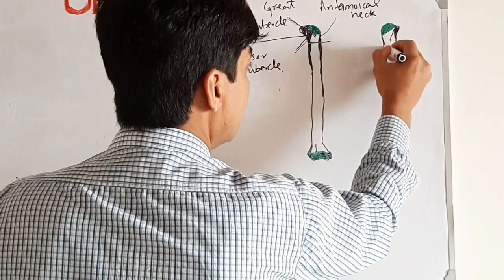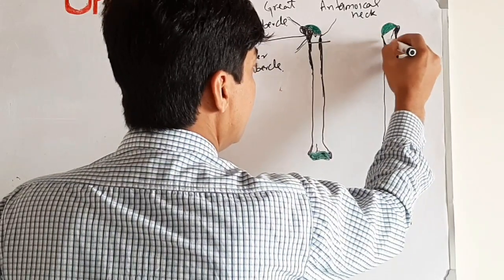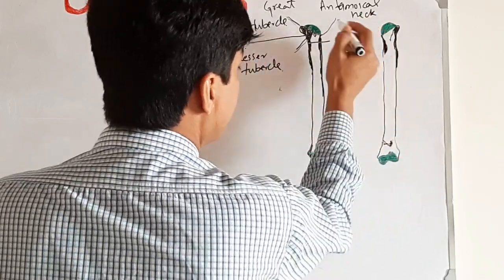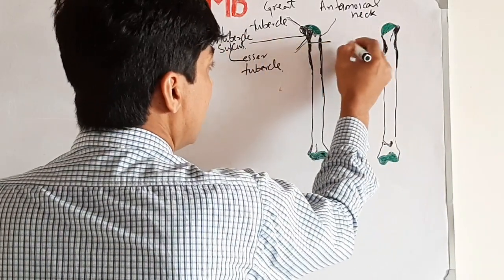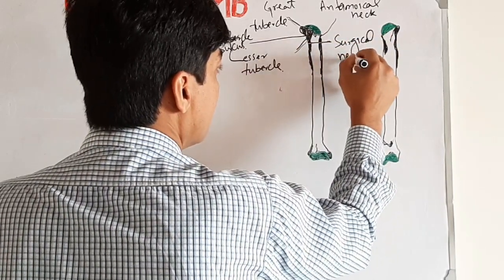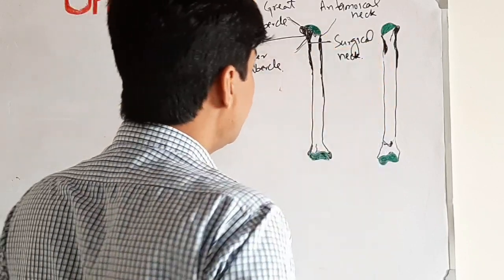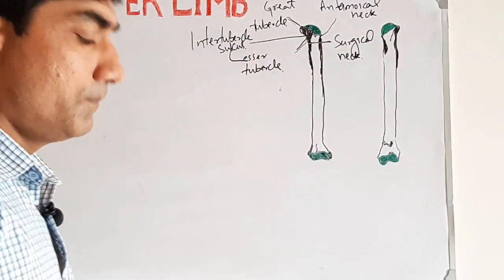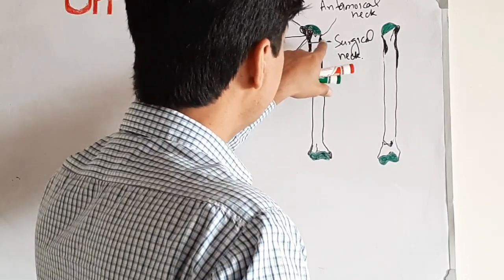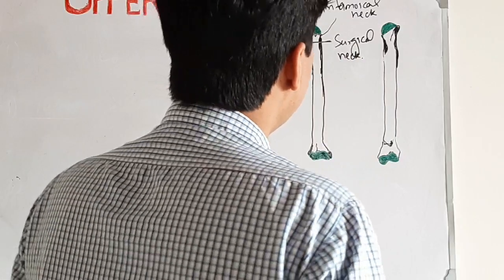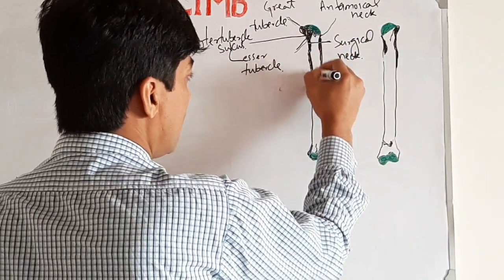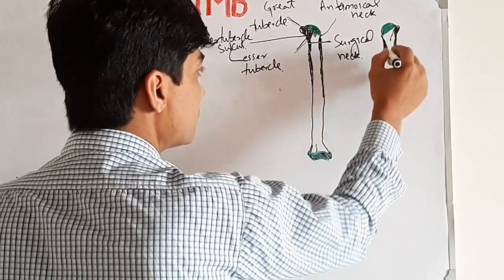Here is the narrow portion of humerus just distal to the tubercles, that is called the surgical neck. It is called surgical neck because this is a common fracture site. That's why this is called surgical neck. And beyond the surgical neck, there is a shaft. Here is the shaft.